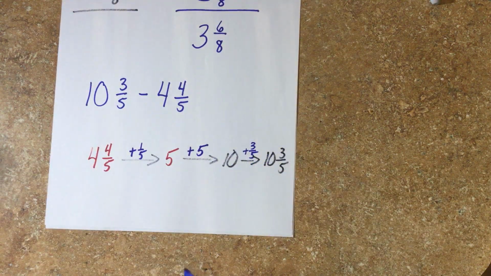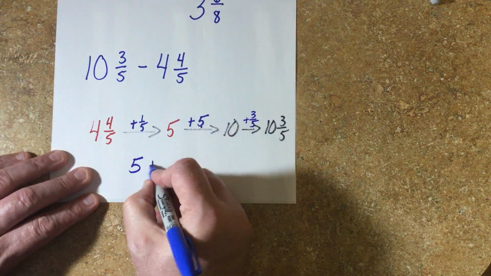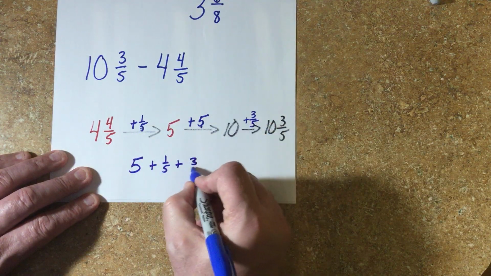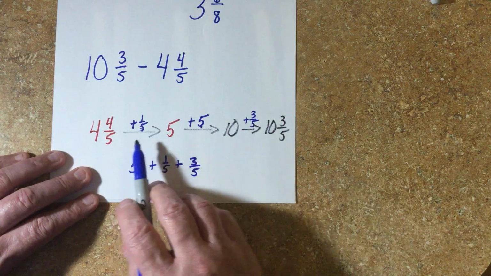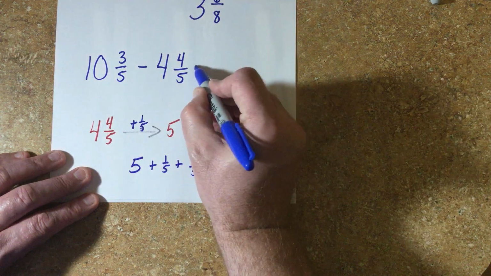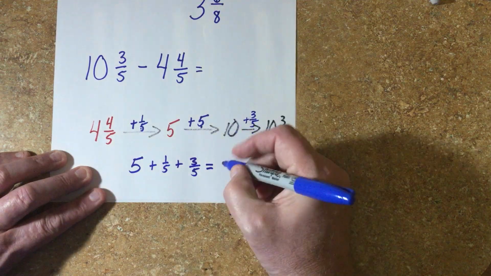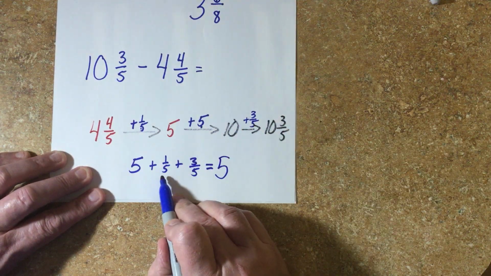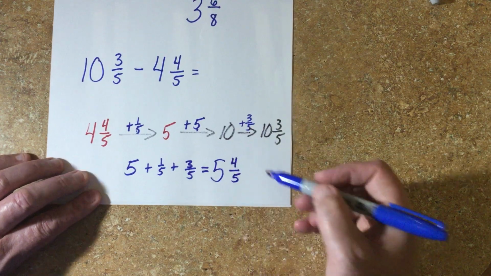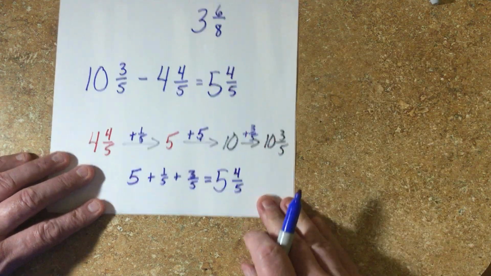So I need to add up my whole number plus the first fraction plus the second fraction. So the numbers that I placed on top of the arrows are the ones that I'm adding together to get my answer. So 5 is my whole number. 1/5 plus 3/5 is 4/5. So my answer is 5 4/5.